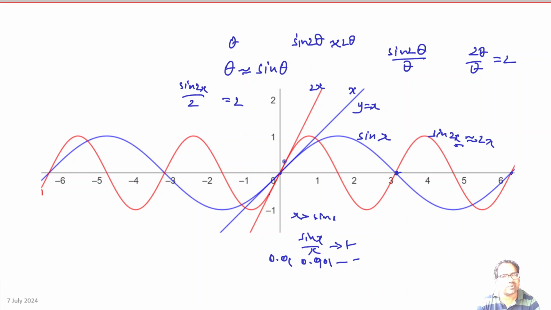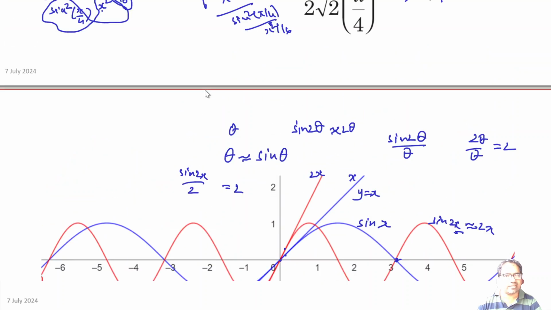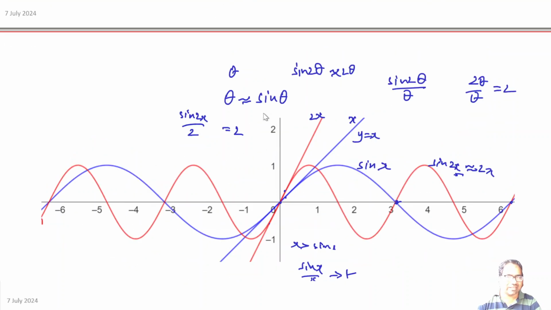There's a huge difference between these red and blue lines. So that's the difference. Please always take care when you are using sin theta by theta when theta tends to 0. We should be careful: if there is some multiple of theta within the sine, the same multiple of theta should be there in the denominator also. This is very important. Right, guys? Thank you.